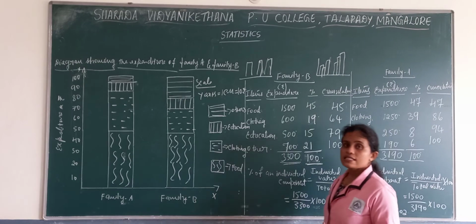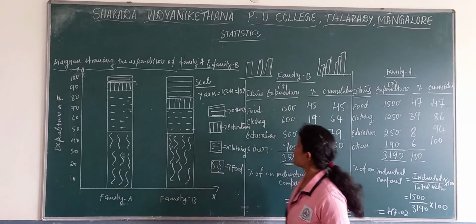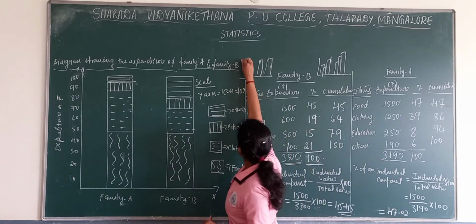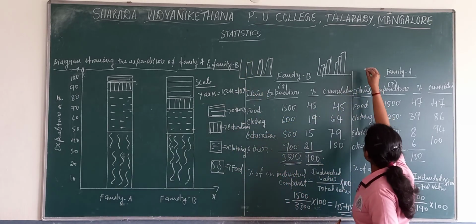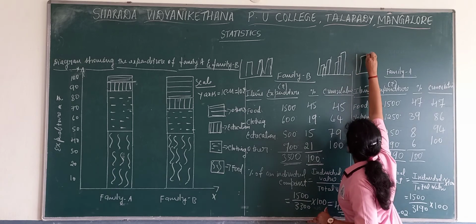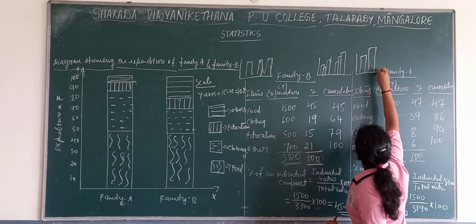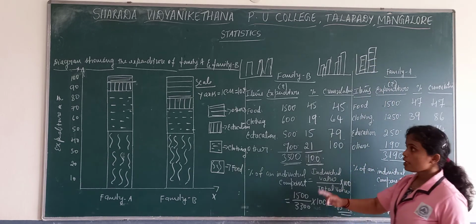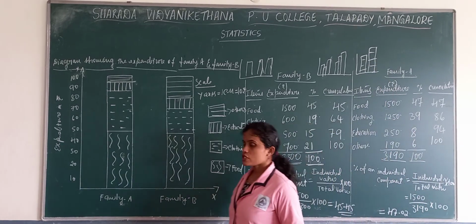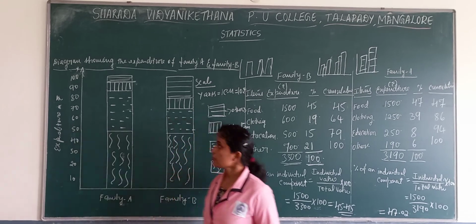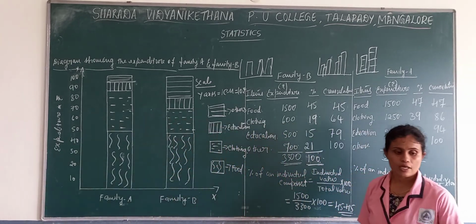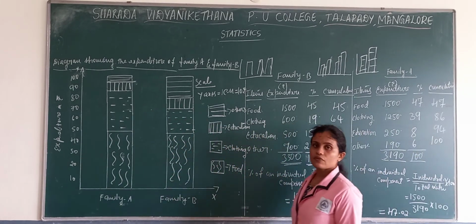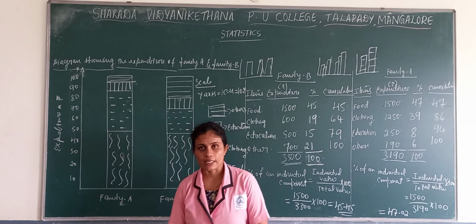Then comes the subdivided or component bar diagram. It will be in the same format as we have drawn, but the length will be different for different bars. And you have seen percentages. Here the length will always be 100. So with this we completed the one dimensional bar diagrams.